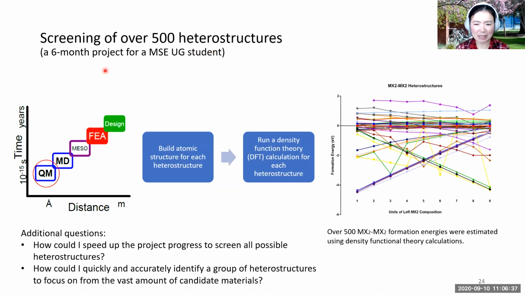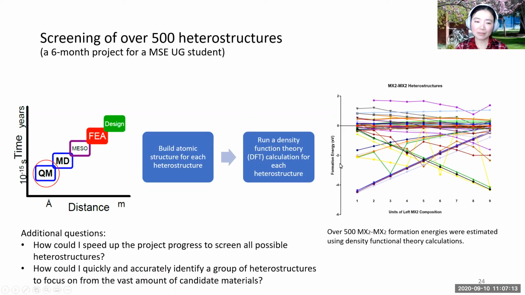And I said, it seems we still have a lot of structures we need to look at. So another question I have is, how could I speed up the project progress to screen all possible heterostructures? Because at that time, I didn't know how many possible structures I needed to study. The second question was, how could I quickly and accurately identify a group of heterostructures to focus on from this vast amount of candidate materials? For example, if the student gave me this, how can I identify which one I should focus on?